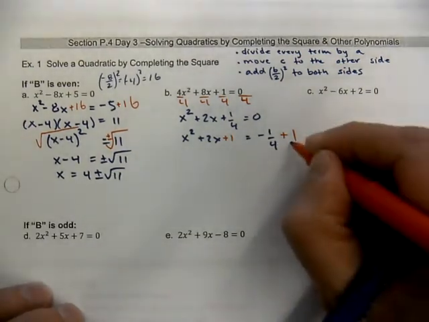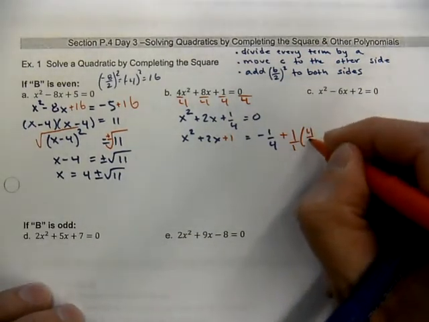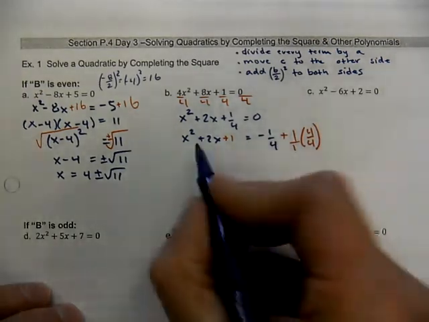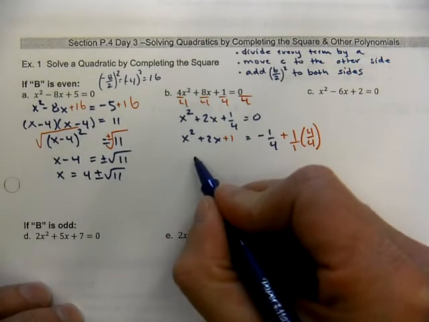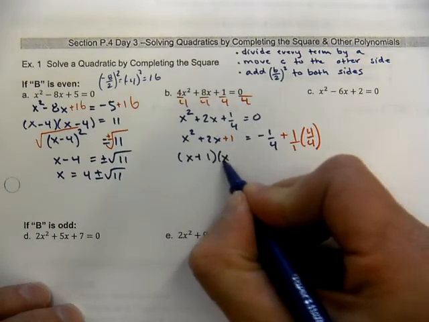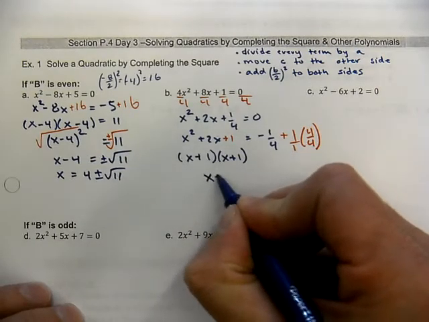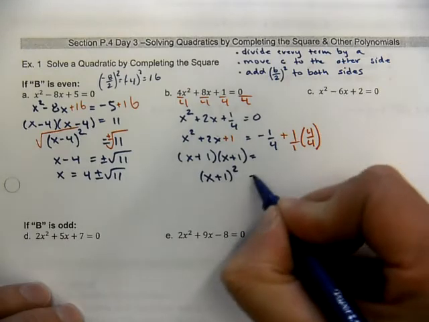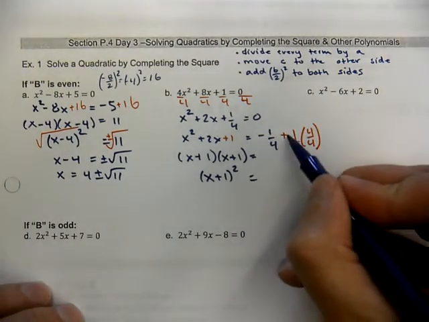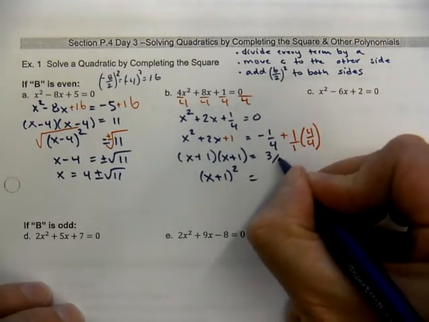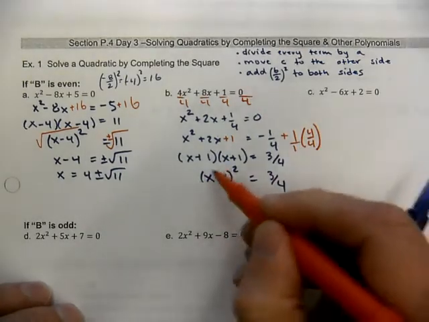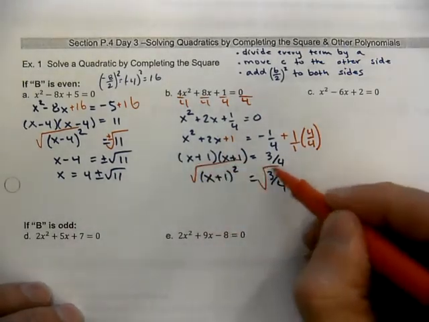Now on the right-hand side, we want to make sure that we create a common denominator so we can add those fractions with a denominator of 4. Let's factor the left-hand side. That will give us x plus 1 times x plus 1. So we can rewrite that as x plus 1 quantity squared. On the right-hand side, I have a negative 1/4 plus 4/4, and that'll give me a positive 3/4. All right, now we're ready to extract the x, so we're going to extract the roots.